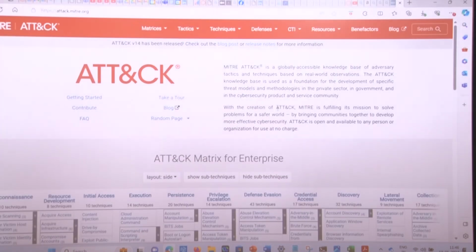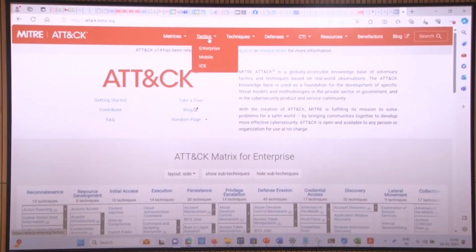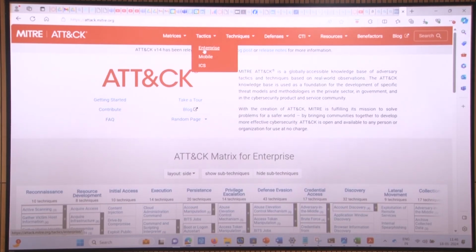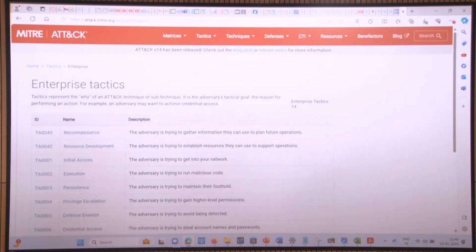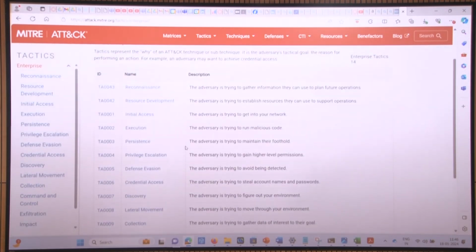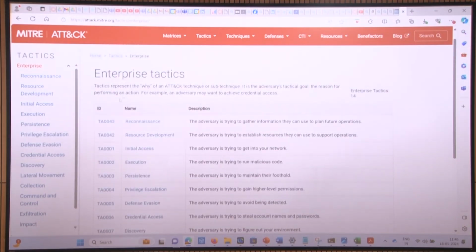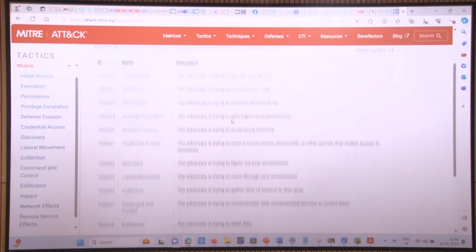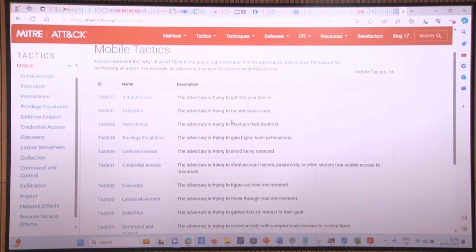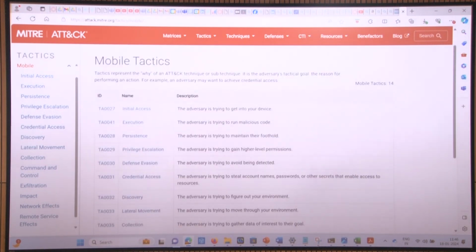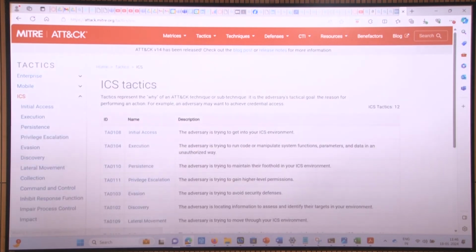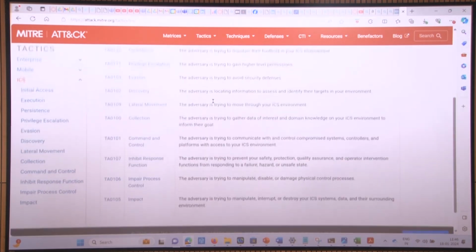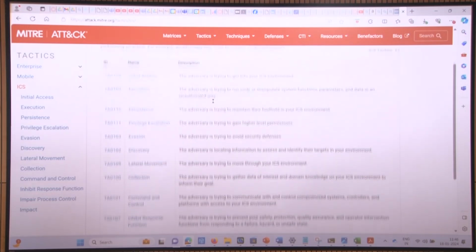attack.mitre.org is where you have to go. Here you will see the tactics, right? The tactics that I am going to talk about in the class are the enterprise tactics. There are 14 enterprise tactics. Now if you go into their mobile tactics, how attacks on mobile phones happen, then you will see a slightly different set of tactics. And if you go to their ICS tactics, that is industrial control systems, then you will see a slightly different and smaller number of tactics.